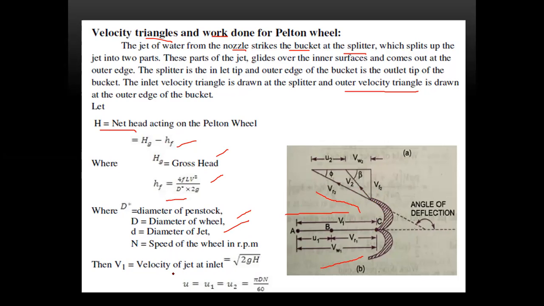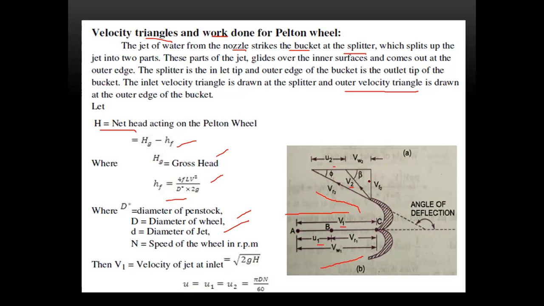Now the velocity of the jet at inlet is root 2gH. Now u is equal to u1 minus u2. See here, it has already been covered in class, so keep your running notes beside you so that it will be easy for you. Now see here at the center point A, B, C. Here it is V1, here it is V2. Here it is U1, here it is U2.